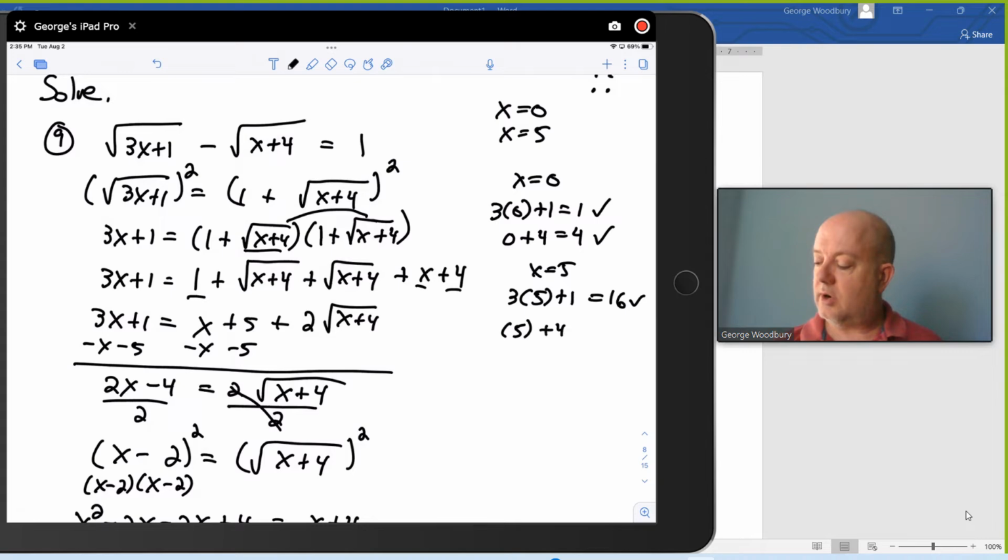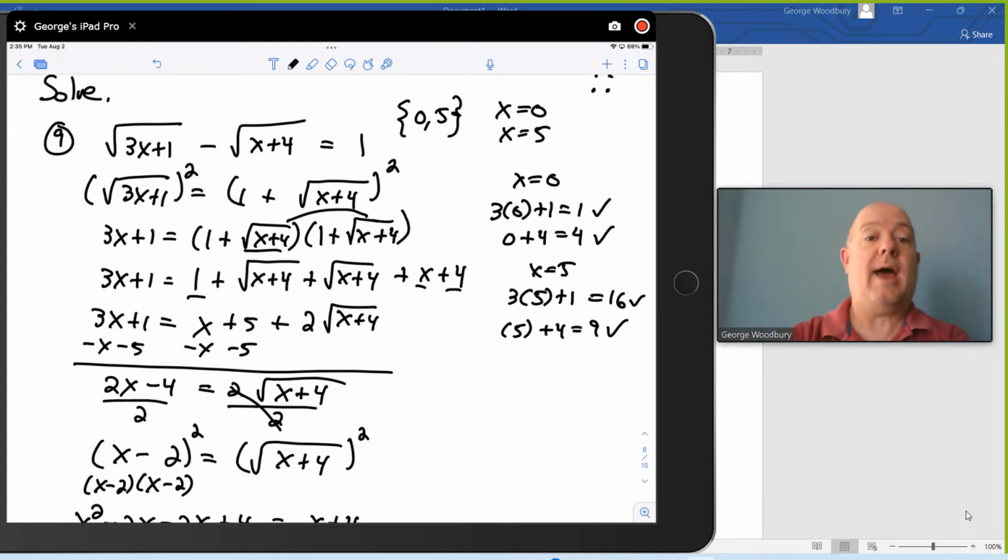5 plus 4 is 9. That's positive. And so both solutions here are okay. Our solution set is 0, 5. Now, what happened here: isolated one radical, squared both sides to get rid of that, isolated the radical that remained, squared both sides to get rid of that, and then just solved the new equation.